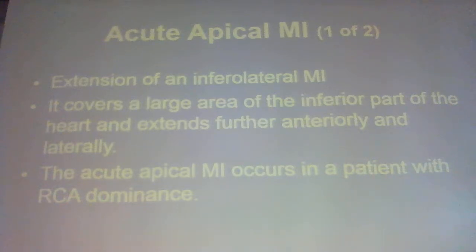An apical MI is an extension of an inferior lateral. So what's the apex? It's the point. So we're wrapping around that whole thing. Acute apical MI occurs in patients who are right dominant.